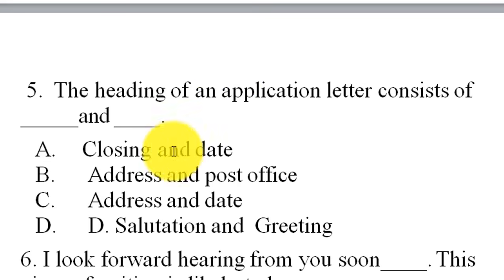Thus, closing, no; address and post office are included under address and date. So the answer is C. Exactly, C. Sometimes the address of the writer in an application letter is on the left margin. It doesn't affect whether the address is written on the left margin or on the right margin.